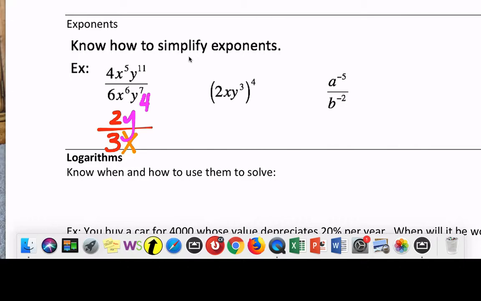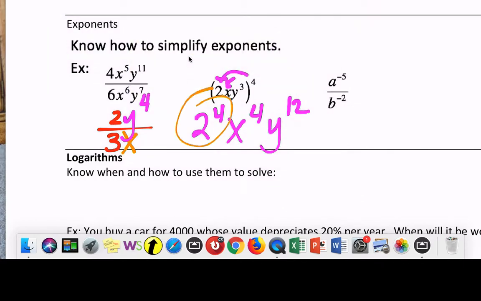The next one, power to a power. We're going to distribute the 4. So first we have 2 to the 4th, we have x to the 4th. And if we have an exponent, you're going to distribute and multiply. So 3 times 4 would be 12. We can simplify 2 to the 4th even further. That would be 64, x to the 4th, y to the 12th. Oh, actually it's not 64, I'm sorry, it's 16. Let's change that. That would be 16, x to the 4th, y to the 12th.